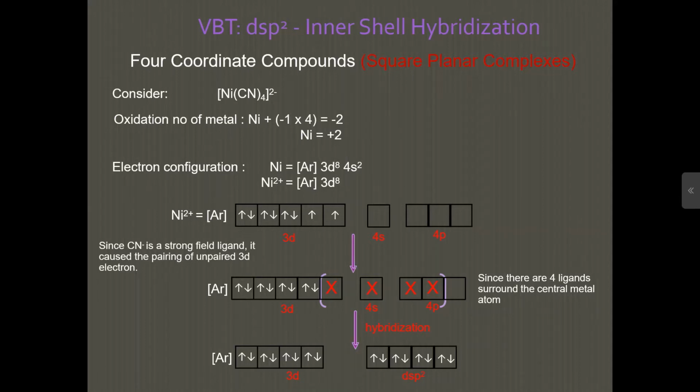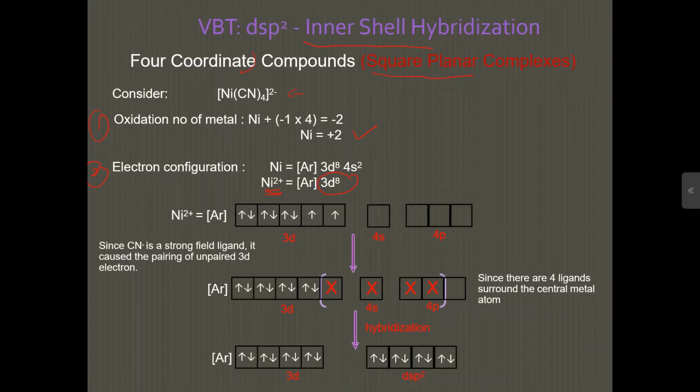Next, we are going to look into dsp2. dsp2 is also known as inner shell hybridization for 4-coordinate compounds also. But if you have dsp2 hybridization, it means that the molecular geometry of this complex will be square planar. Example here, Ni(CN)4 2-. First, you need to find out the oxidation number of nickel in order to get the electron configuration for nickel 2+. Since the oxidation number of nickel in this complex is positive 2, the electron configuration for nickel 2+ is 3d8.